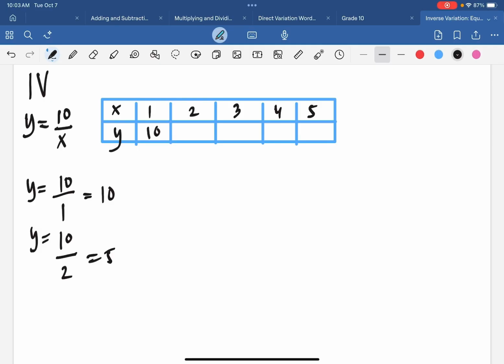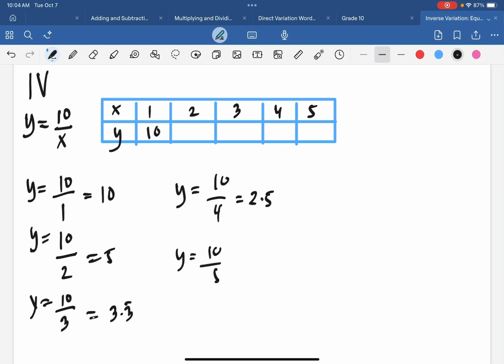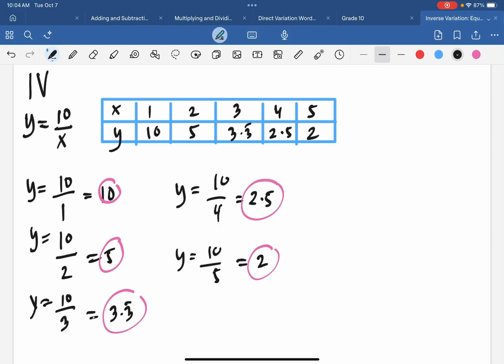And if we let x be 3, we have 3.3 repeating. If we let x be 4, we have 2.5. And if we let x be 5, we have 2. Let's encircle these first: 10, 5, 3.3 repeating, 2.5, and 2.